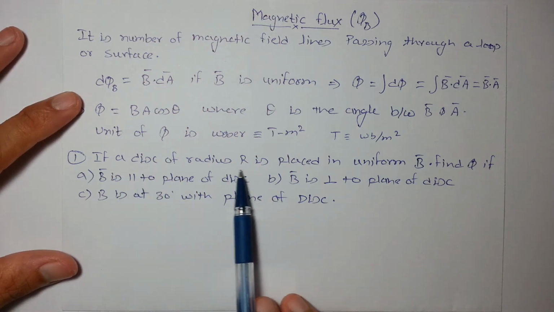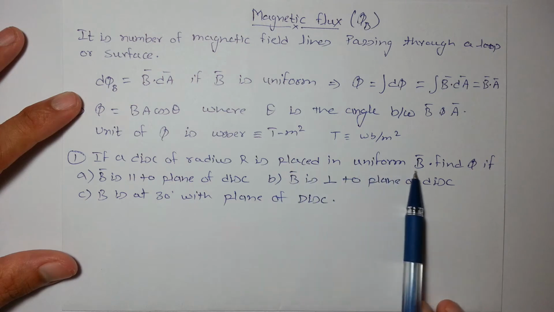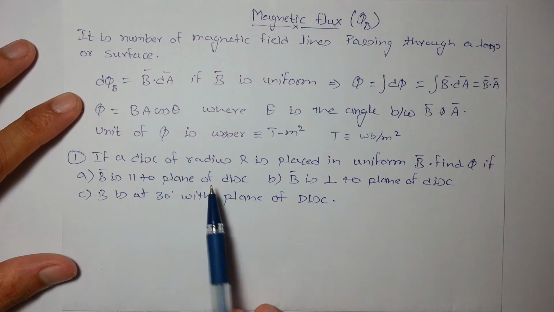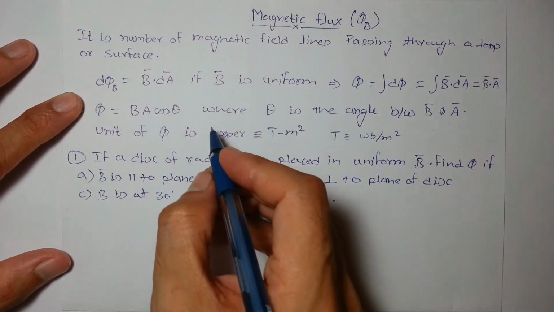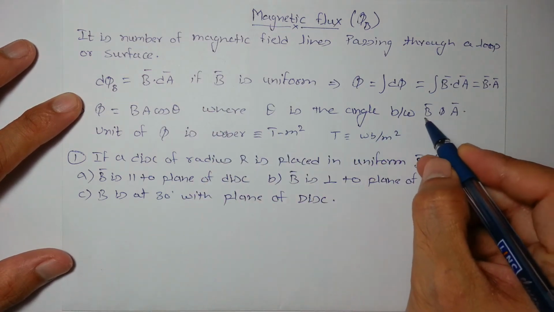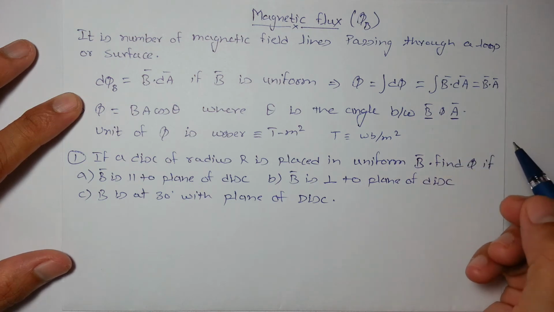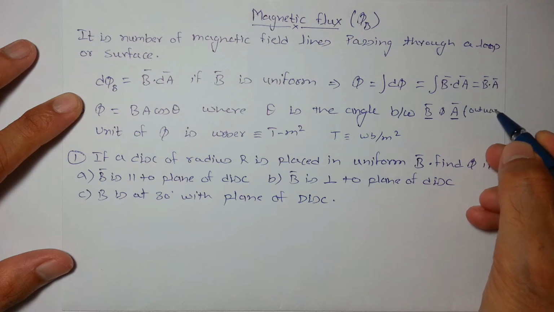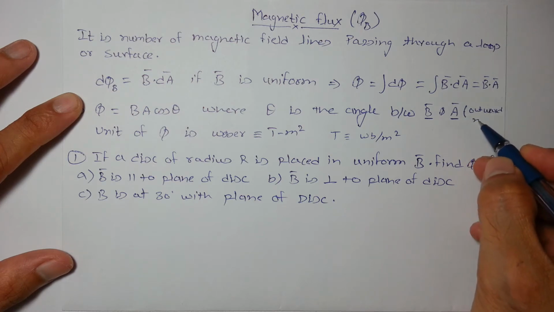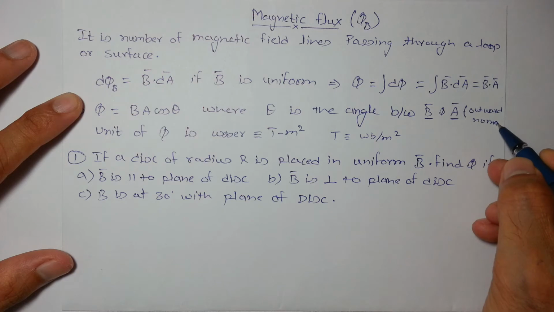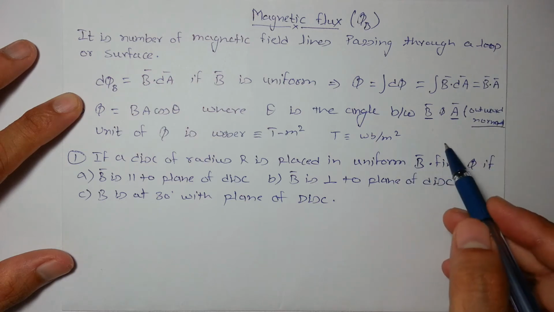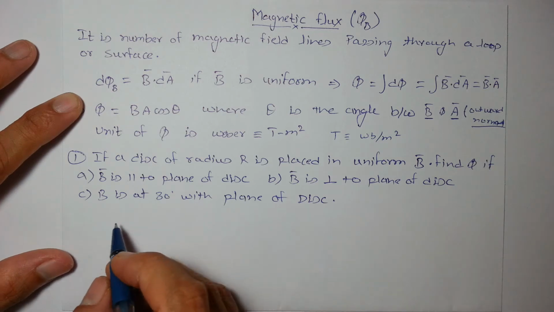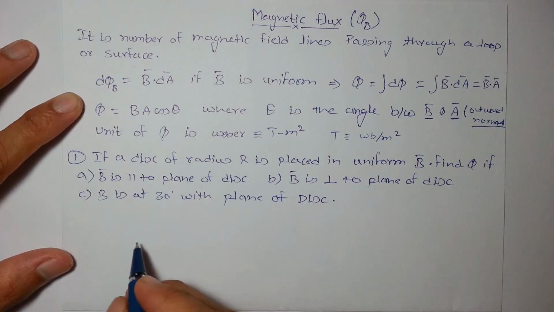If a disk of radius r is placed in a uniform magnetic field B, find flux if B is parallel to the disk. Again, this point is to be noted that theta is the angle between B vector and A vector. A vector is the outward normal. So if this is the paper, the area vector will be out of this paper, coming out of this paper. So the first example is B parallel to the disk.